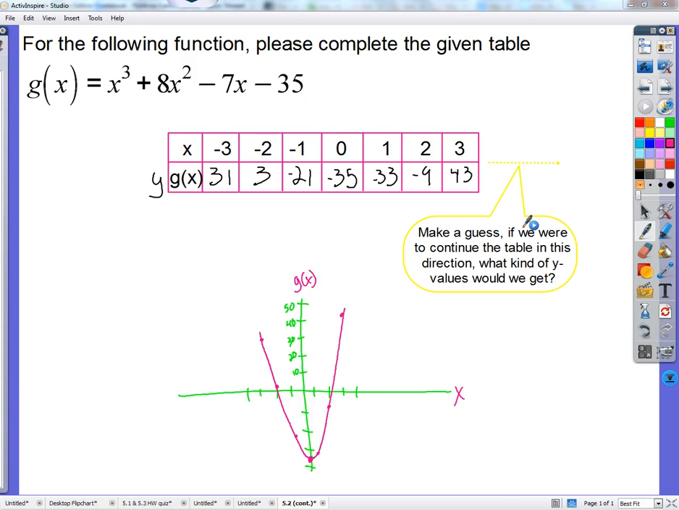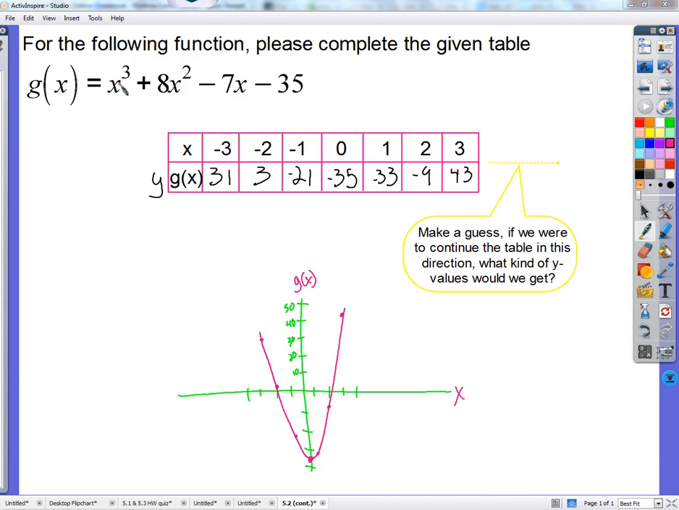It'll keep getting bigger in the y direction because over there you have positive x to the third, x to the second, so x to the fifth. Well, you just have one negative. Wait, is this x to the fifth? No, but you have a lot more positive x.